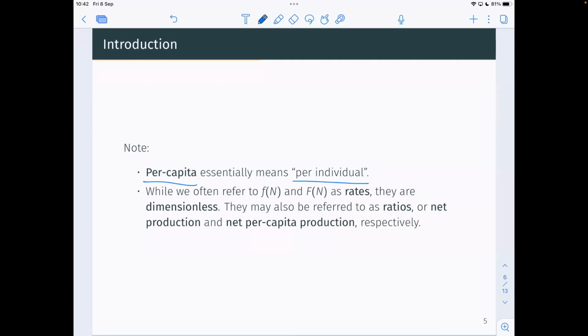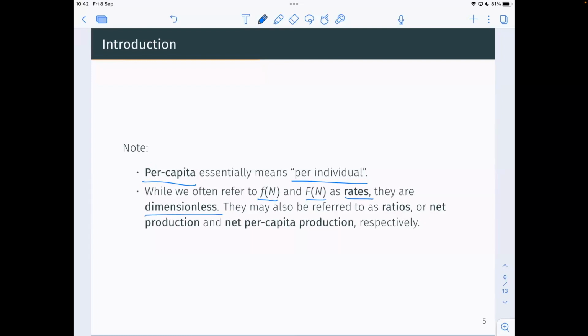Another thing to think about is that we often refer to both of these functions as rates. They are in fact dimensionless. And what I mean by that is they're just numbers. A rate is something like speed or distance, it has a unit. These little f of n and big F of n, we refer to them as rates just because of convention really, but they are in fact dimensionless. So sometimes in textbooks, you might see them referred to as ratios or net production and net per capita production. That's just a terminology thing to let you know that you might see it written down as something slightly different.